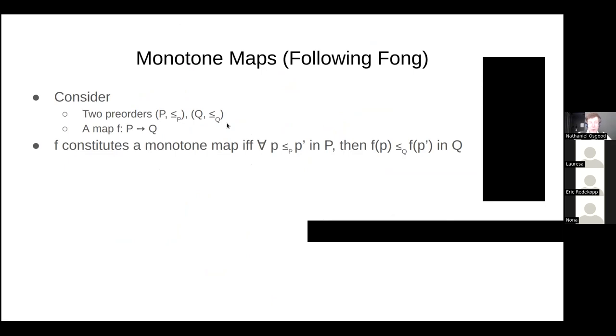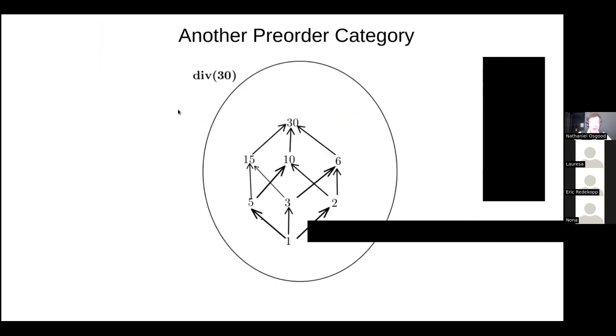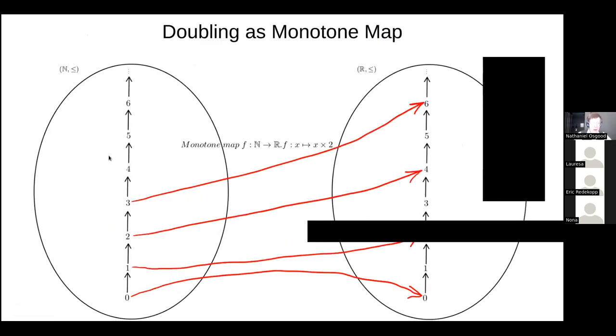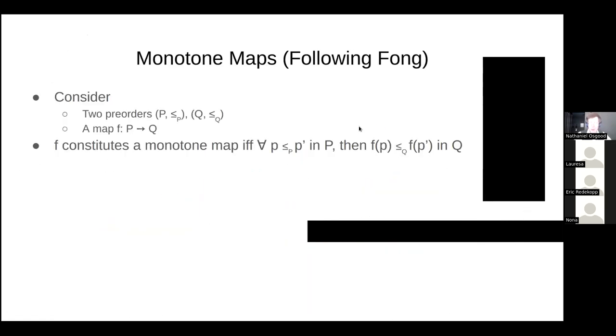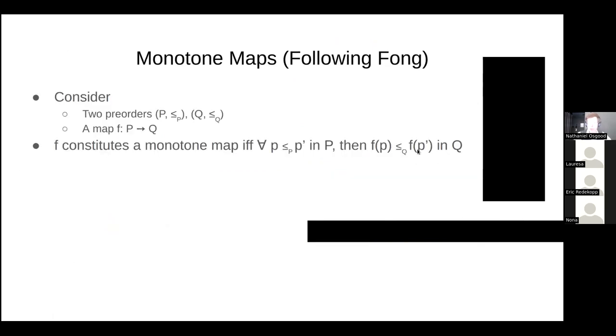Monotone maps are maps between two posets such that if one object is less than another in the source, where less may mean it's a divisor of the other, or a subset of the other, or less in a numeric sense, it's mapped to something. So P is less than P prime in the source, and over here, its mapping in the target is less than the mapping of the other one. Do you see that? It's honoring this mapping. It's preserving this mapping.